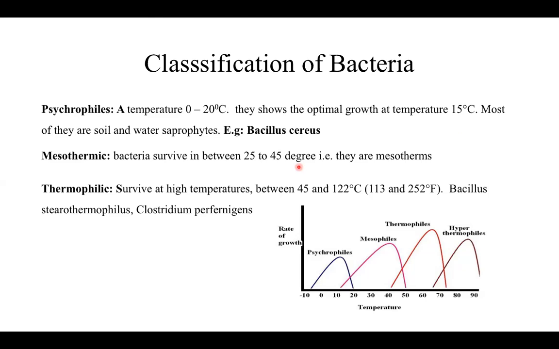What are thermophilic bacteria or thermophiles? These are the bacteria that can grow between temperatures of around 45 degrees Celsius to around 122 degrees Celsius. These types of bacteria are known as thermophilic bacteria or thermophiles. Examples are Bacillus stearothermophilus or Clostridium perfringens.